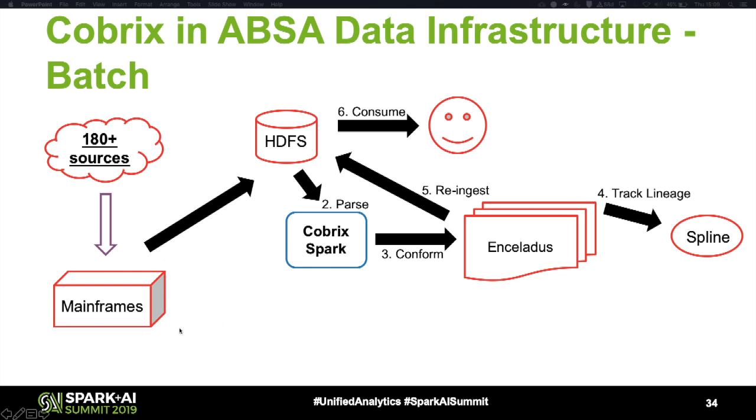The way it works is Cobrix can't really help you with the extraction of the binary file from your mainframe. So at the moment, we are still dependent on proprietary tools to do that. But once we've got a binary EBCDIC file landed in HDFS, we use Cobrix and Spark to parse it and load it into a Spark data frame.